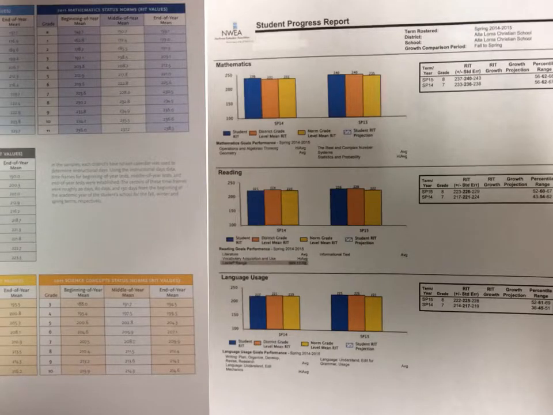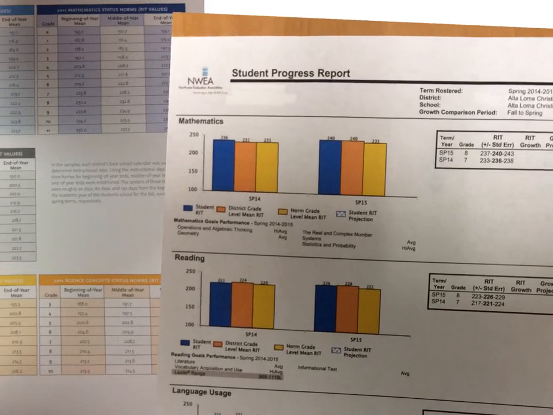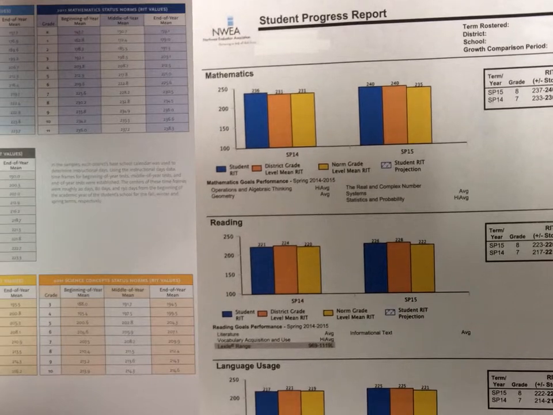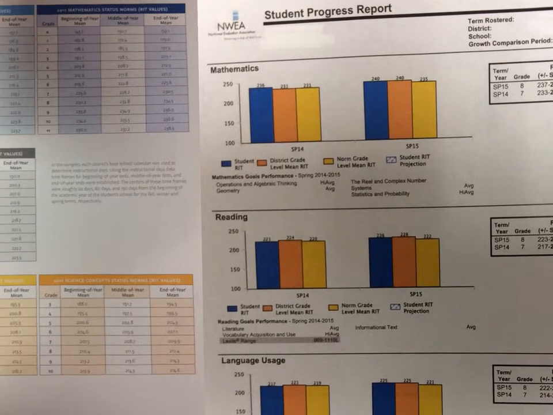Let's look at another score report. This is an 8th grade student. So last year they took the test as a 7th grade student. This year they took the test as an 8th grade student. So we'll focus on math first, since that's at the top of the score report. And that would be the same on your student's score report.